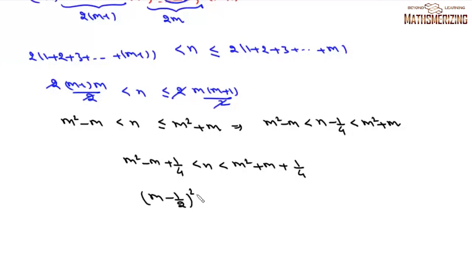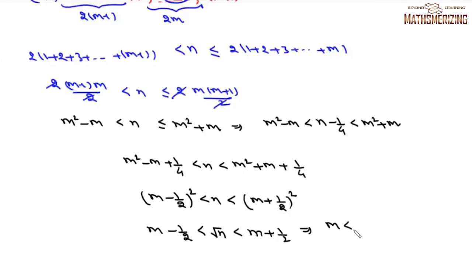Which is (m minus 1 by 2) whole square is less than n, and it is less than (m plus 1 by 2) square. Now from here we can write m minus half is less than under root n, which is less than m plus 1 by 2, or m is less than under root n plus 1 by 2, and it is less than m plus 1. So from here we can say this m must be the greatest integer function of under root n plus 1 by 2.